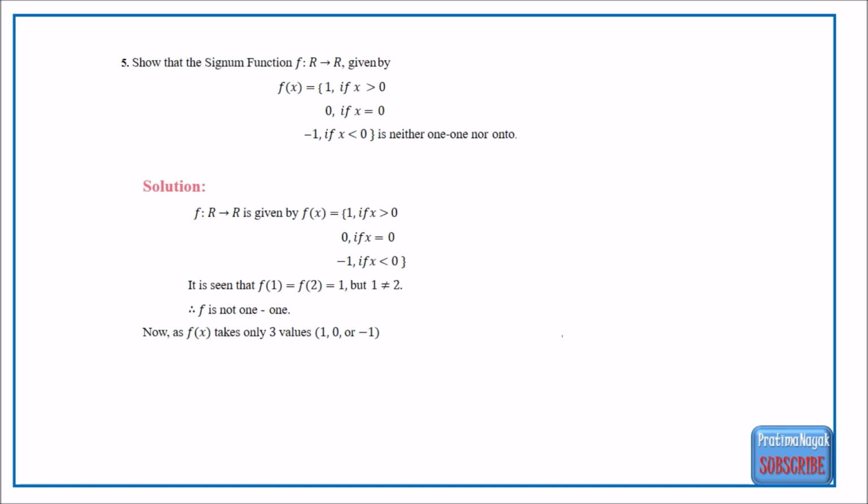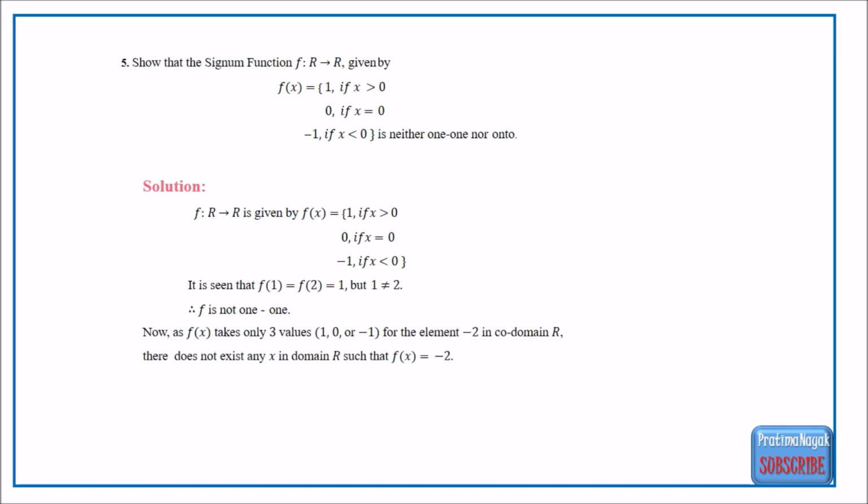Next, for onto, we have to think of any number in the codomain which has no pre-image in the domain, or any number for which the function cannot be defined for x belonging to the domain. So here f of x has only 3 values. That means its range is only 1, 0, minus 1. But what is the codomain? The codomain is the whole set of real numbers. So when the range is a proper subset of the codomain, it is an into function.